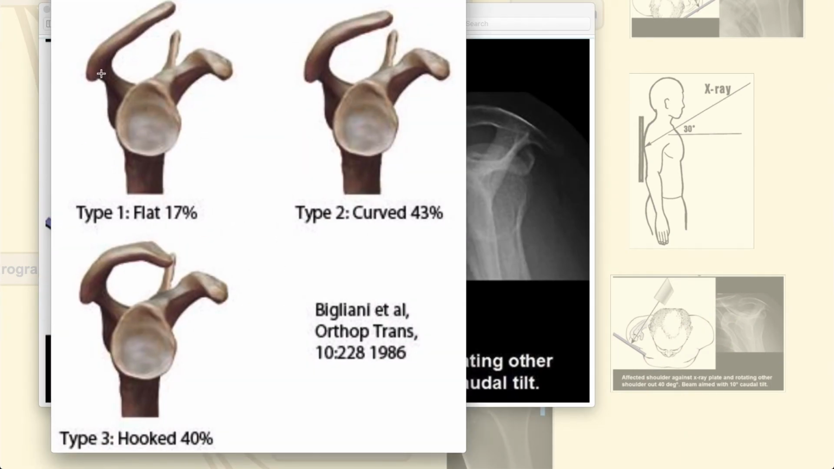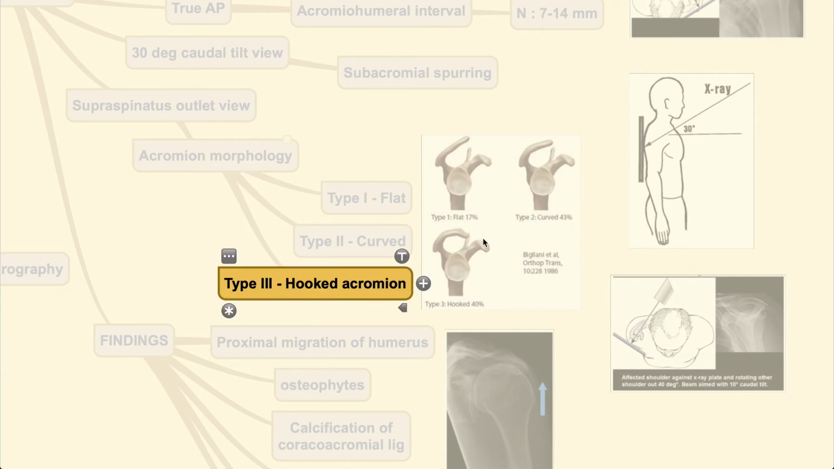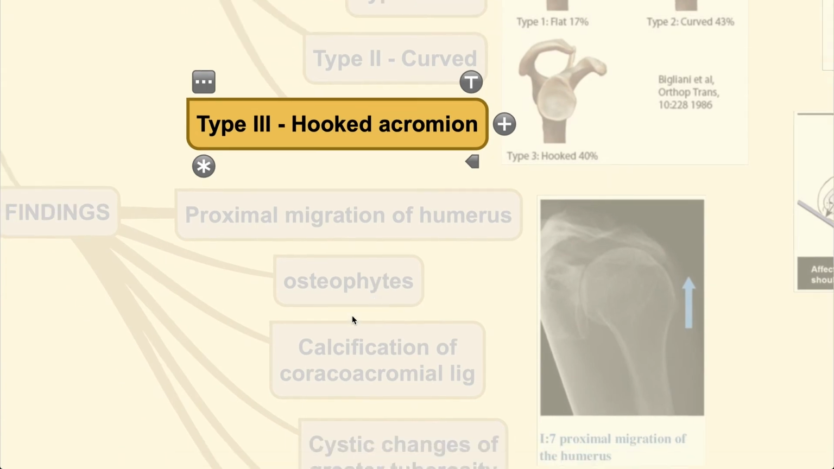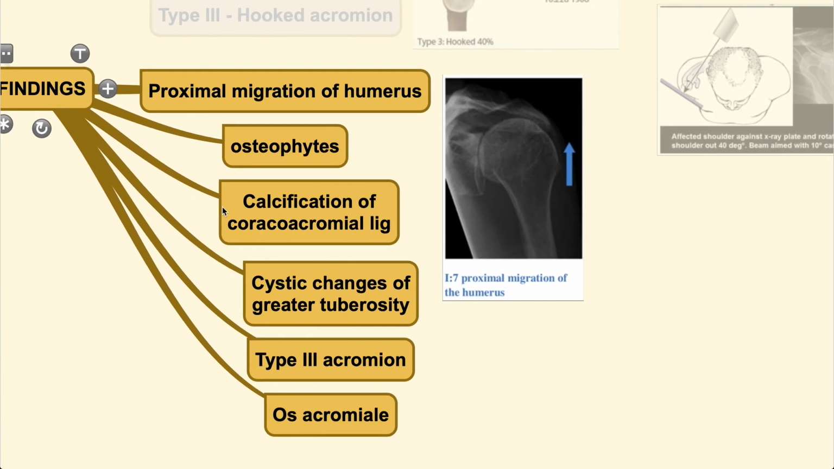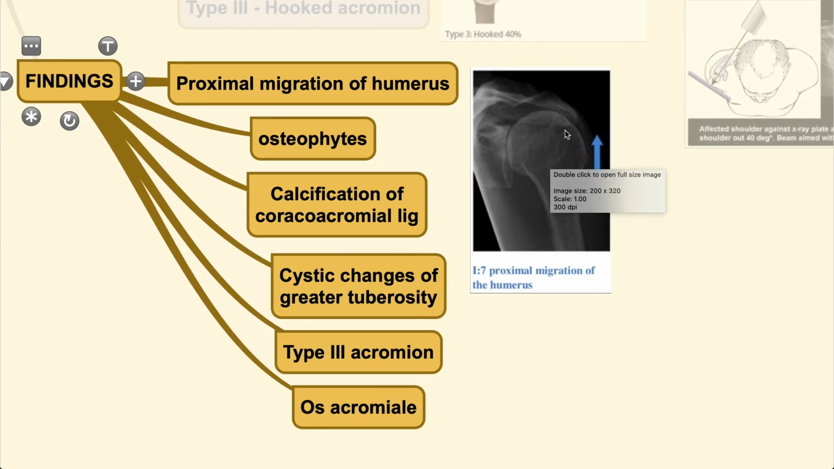Either it is a flat shape, a curved shape, or a hooked acromion, because the hooked acromion has the highest incidence of relation to subacromial impingement. Now the findings that need to be sought out for this condition include proximal migration of the humerus, which is caused by intrinsic changes at the supraspinatus tendon, leading to inability of this tendon to stabilize the humerus to the glenoid, and it shall migrate superiorly.